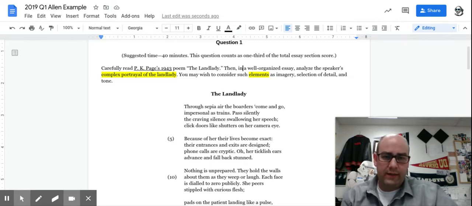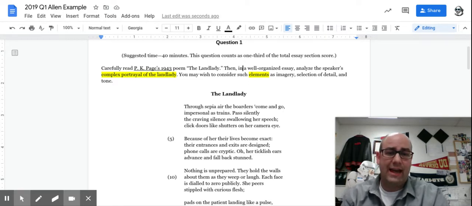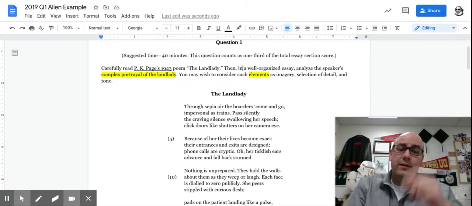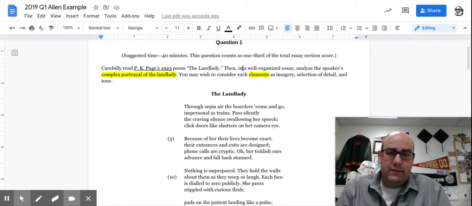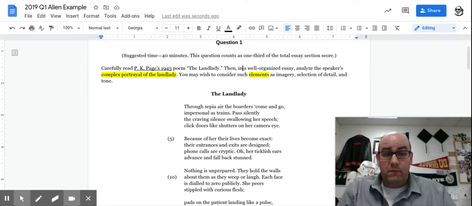Anytime they use this phrase, such as, they're giving you examples. But you don't have to use them because the phrase such as suggests that it's optional, right? And what AP loves to do with that phrase is they love to give you some that might be good and then some that are going to be more difficult.